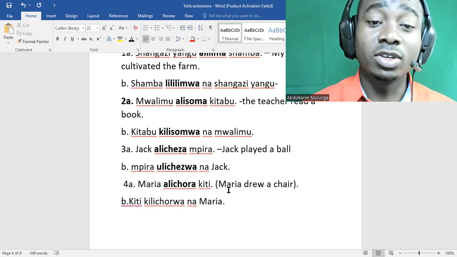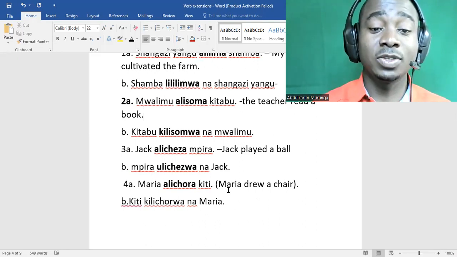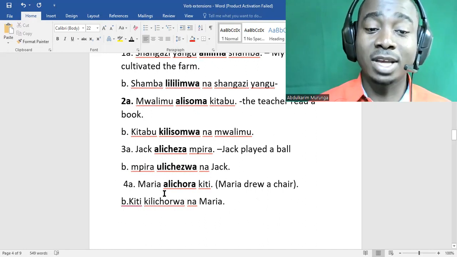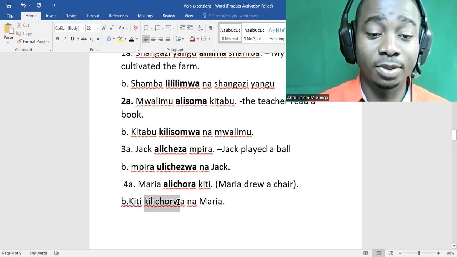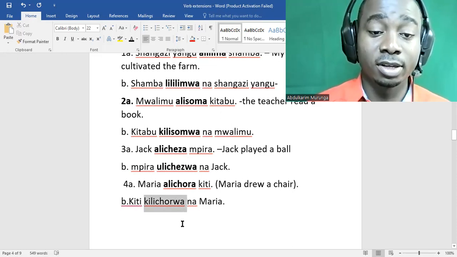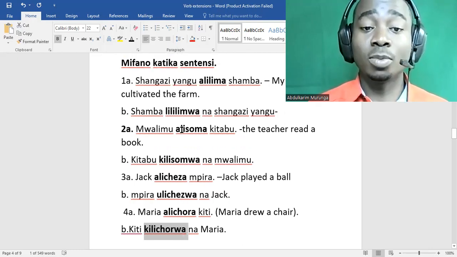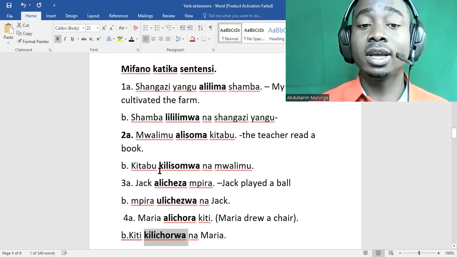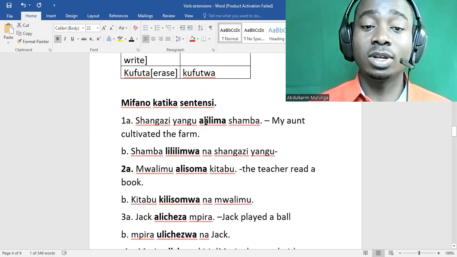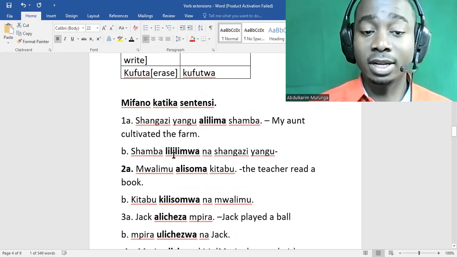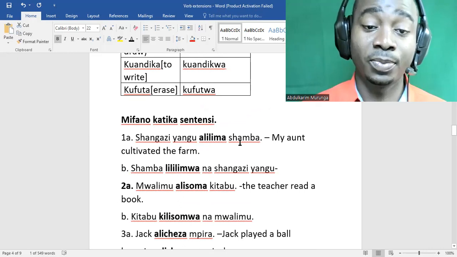I know you are asking yourself, where are these other prefixes coming from? Like this one, the verb is alichora, but here it is kilichorwa. Where is this ki coming from? Alisoma kitabu, but here we say kitabu kilisomwa. And here there are 2 li, and here there are 3 li. Where are they coming from? These are coming from the noun classes.